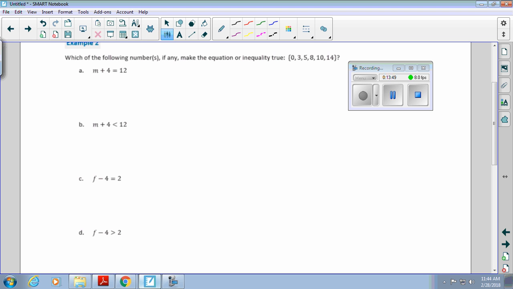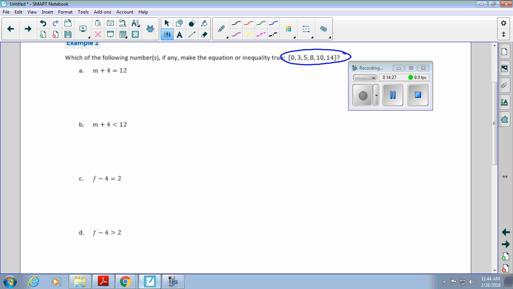All right, so it says, example 2, which of the following numbers, if any, make the equation or inequality true? And you'll notice up here, let's circle it in blue, you'll notice a possible set of numbers, all right? So we want to figure out which of those numbers will work. Now, one method we could do is go through each of those numbers, plug them in, and see if they work. But instead what we're going to do is solve the inequality like we just did, right? And then we're going to go through and see which of these numbers meet our criteria, okay?